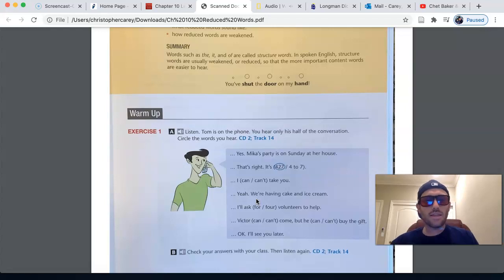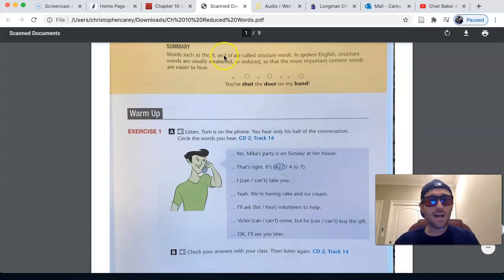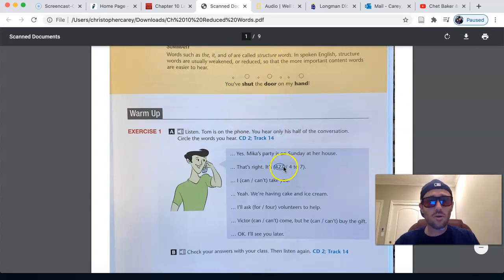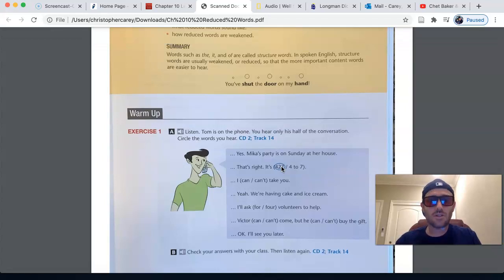All right. Yes, Mika's party is on Sunday at her house. That's right, it's 427. Probably giving the address, not the time, but the address. Notice that the number 427 is very clear. That's not a structure word. 427 is giving us what? Giving us information. Must be the address, perhaps? I can take you. I can take you.